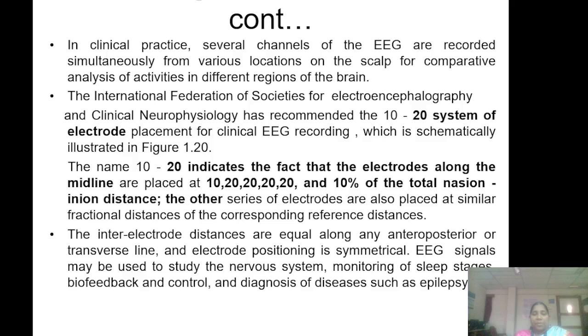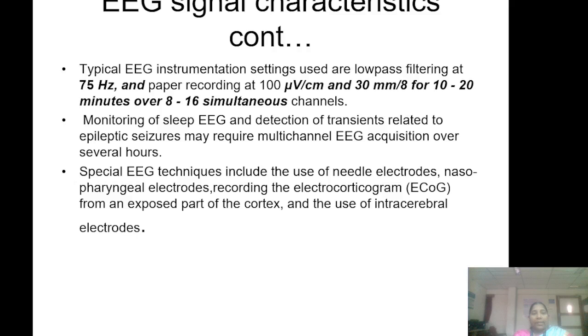If you see the instrumentation settings, we use a low pass filter at 75 Hertz, and the paper will be recorded at 10 microvolts per centimeter, and the speed will be 30 per second, for 10 to 20 minutes, and either 8 or 16 simultaneous channels will be used to record this EEG. So we can record not only the sleep EEG, but also epileptic seizures and other abnormal conditions related to the brain using this EEG signal.